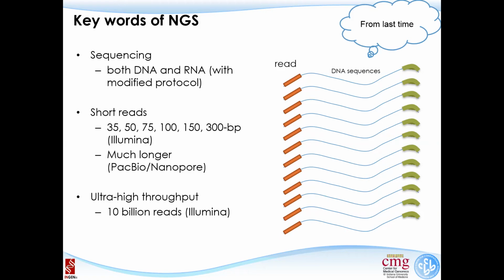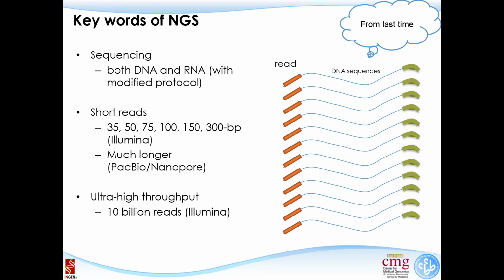We talked about the keywords of next generation sequencing. Basically, I want you to get the point that there are three keywords. Sequencing can sequence both DNA and RNA. In most cases, we're actually sequencing the DNA. In some of the platforms, I didn't specifically talk about it, for example, the nanopore sequencer, we can sequence both the DNA and the RNA directly. But for most of the other platforms, you have to convert that into cDNA to do that.